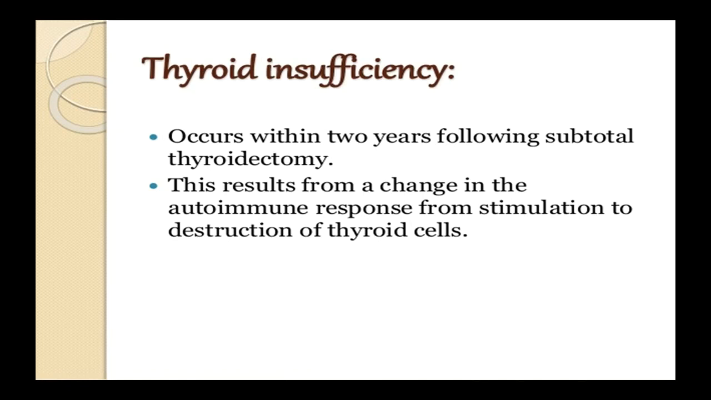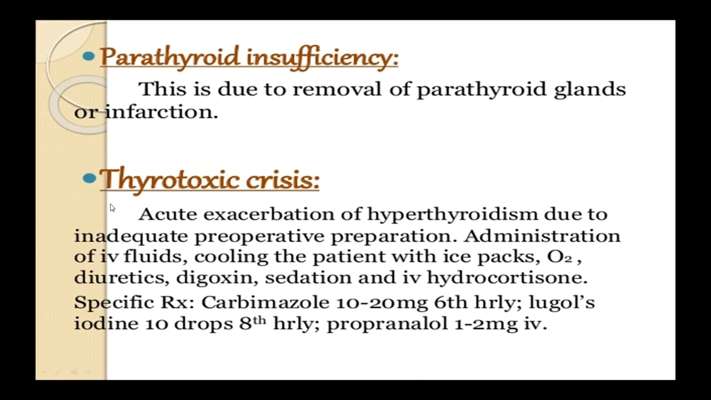Thyroid insufficiency occurs within 2 years following subtotal thyroidectomy. This results from a change in the autoimmune response from stimulation to destruction of thyroid glands. Parathyroid insufficiency is due to inadvertent removal of parathyroid glands during surgery or due to infarction because of vessel injury during surgery. Another thing is thyrotoxic crisis.